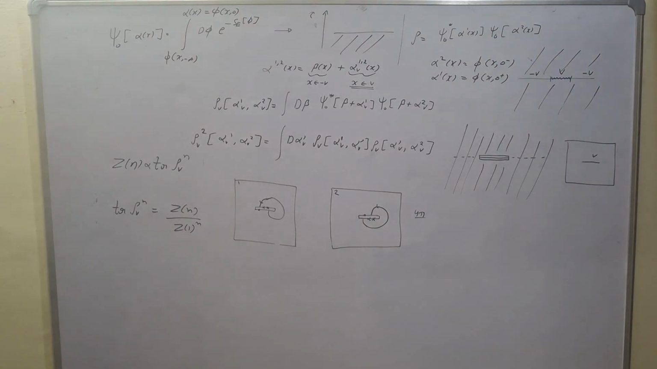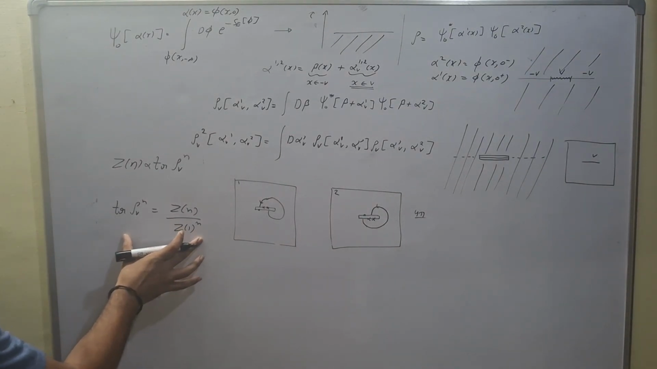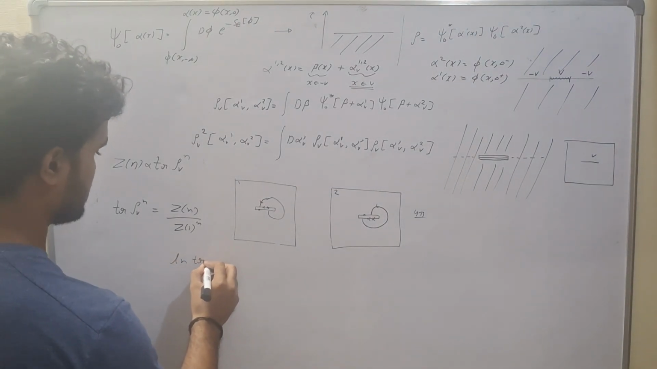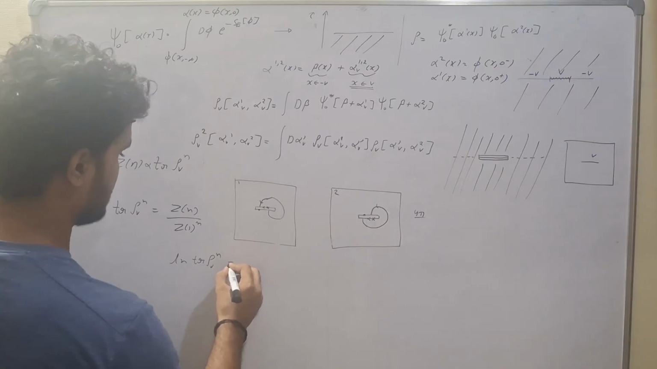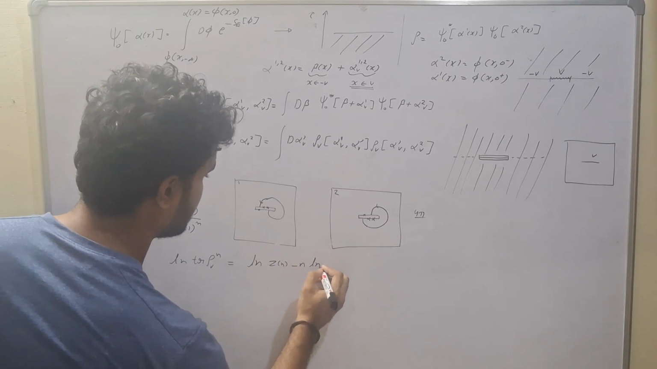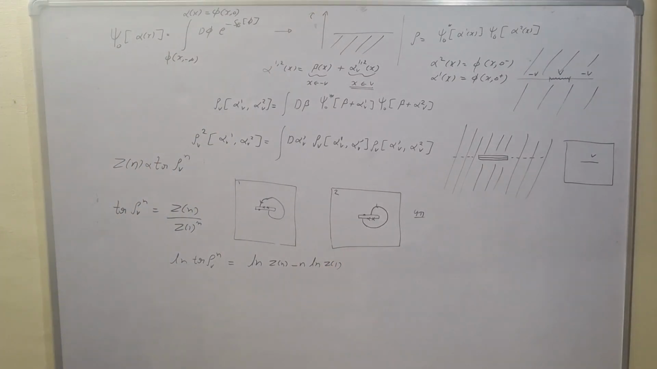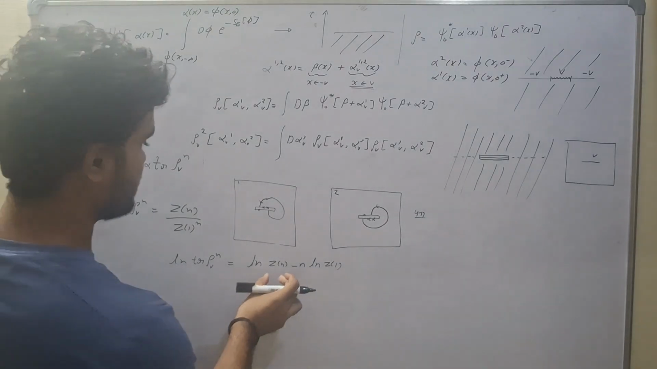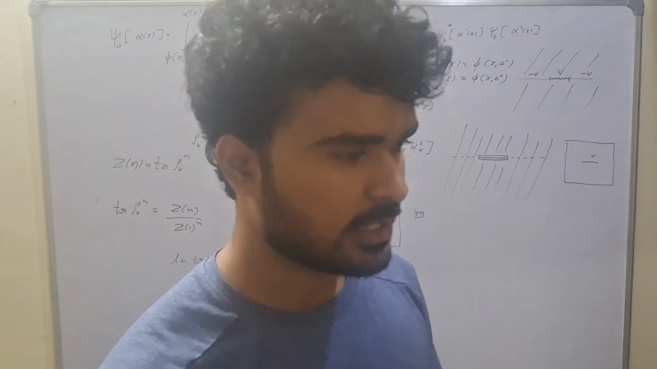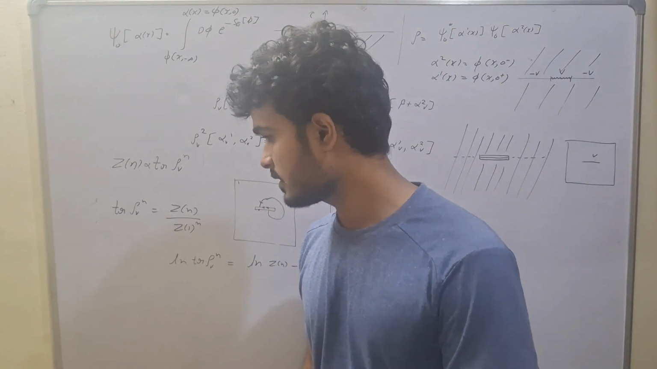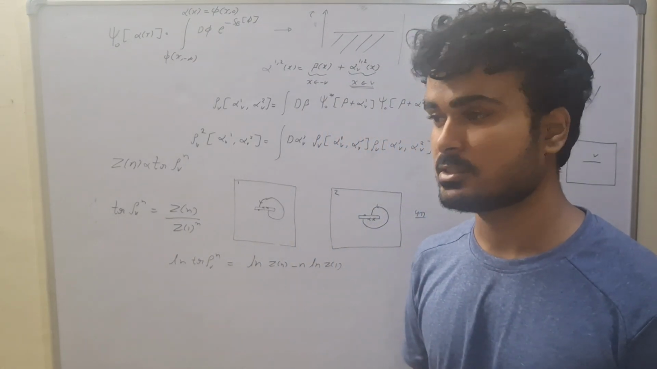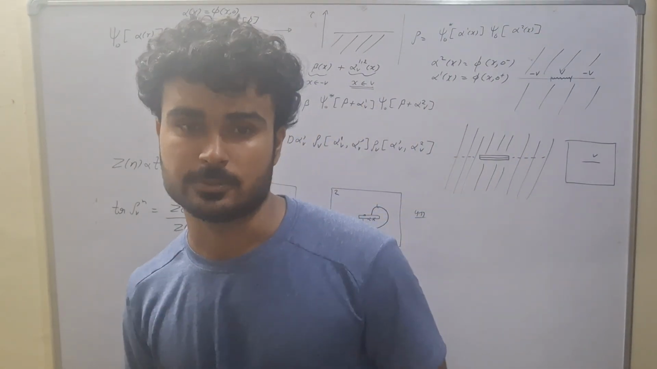Having constructed this, we can now take the log of trace rho V to the n. This will be equal to ln Zn minus n ln Z1, right? Now we need to calculate this n-sheeted partition function for any theory. The exact result for free theory is available in some research papers, so we can do that in some later video. So thank you.